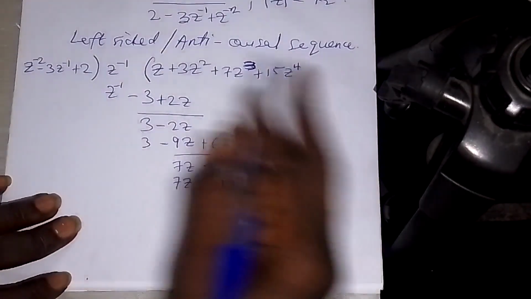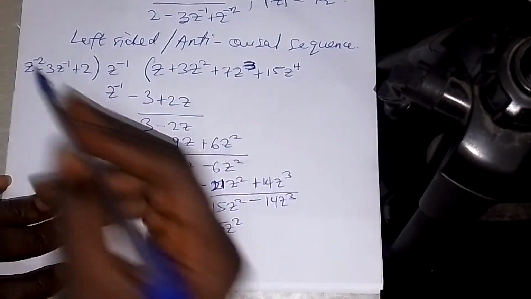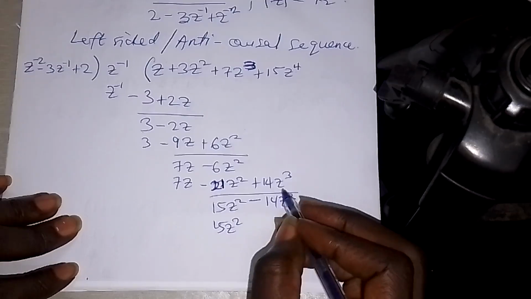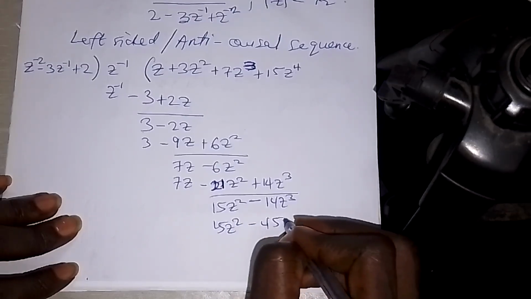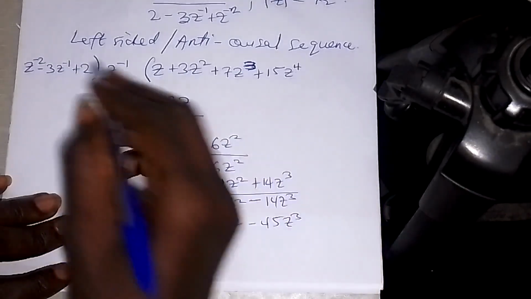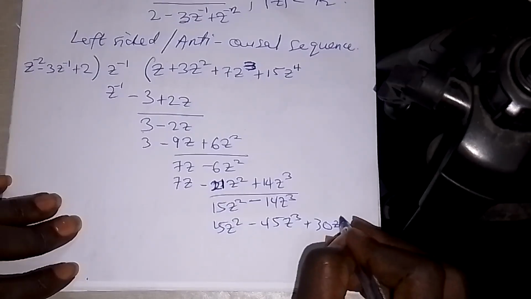Now if I multiply through, I'll get 15z squared. And this one times this one, I'll get minus 45z exponent 3. This time I'll get plus 30z exponent 4.